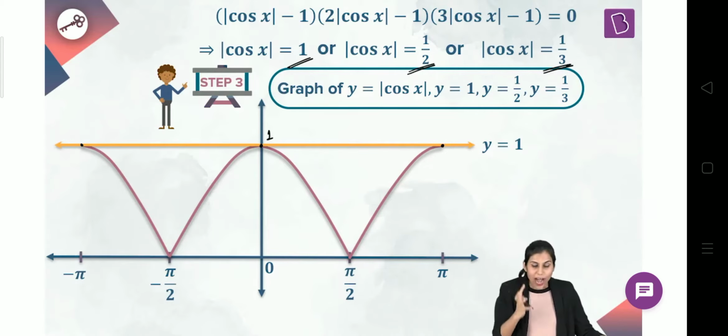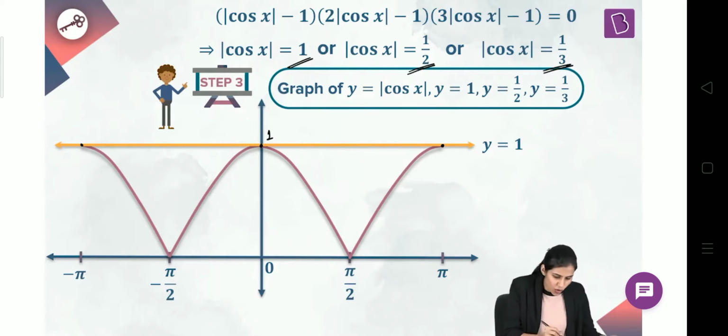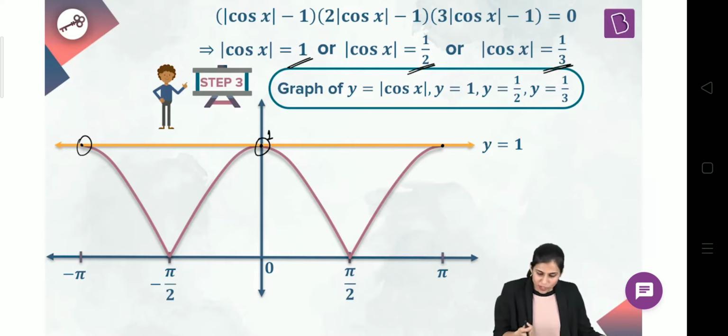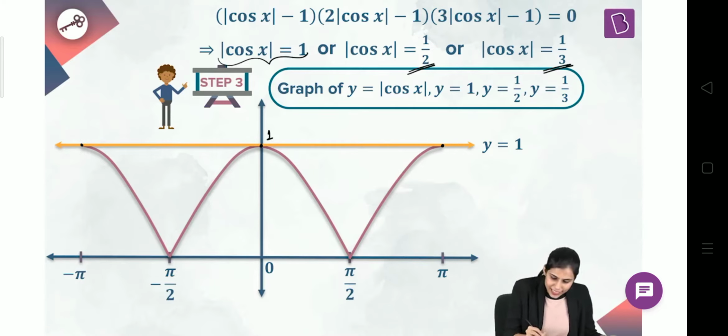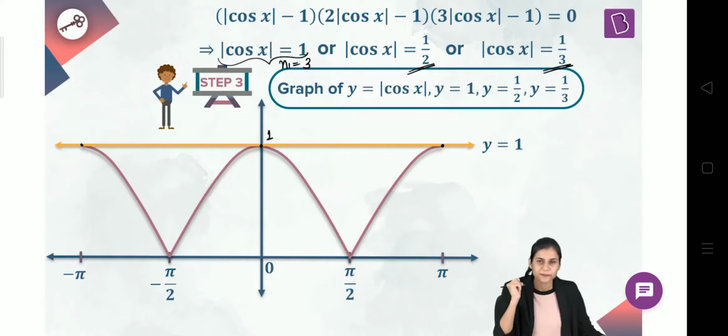Yes. How many points of intersection can you see of both these graphs in the interval minus pi to pi? Of course, this. So 3 points of intersection, that means n1 is equal to 3.